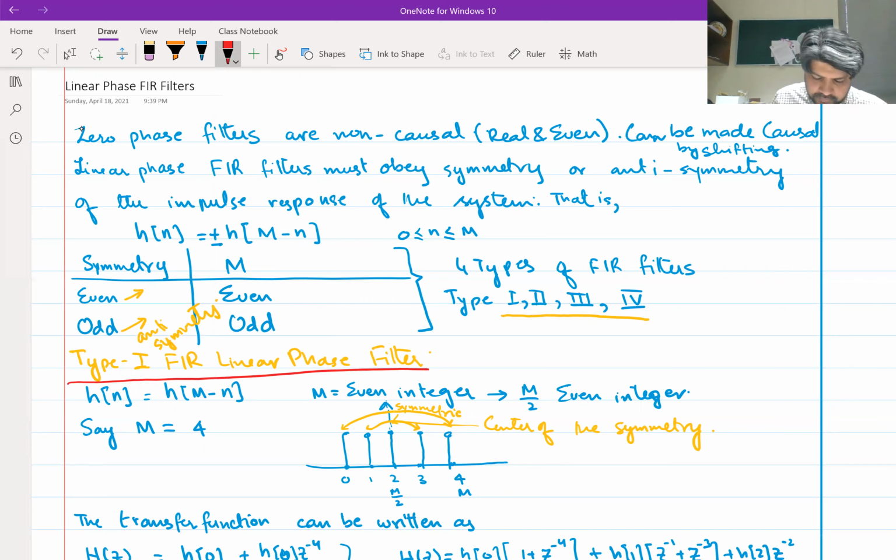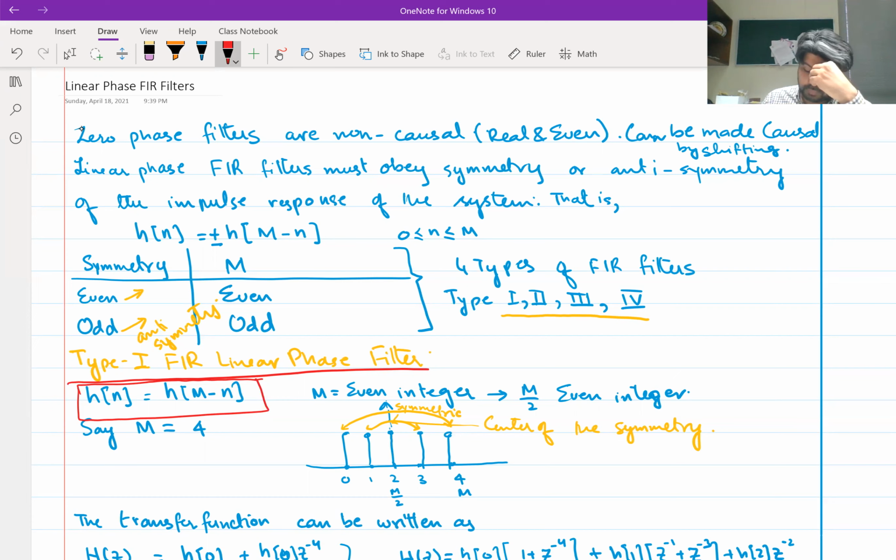Type 1 filters would have this relation: h of n would be equal to h of M minus n. So this means what? It is observing what kind of a symmetry? It is even symmetry. It's symmetric around M by 2. Around M होगा ना?